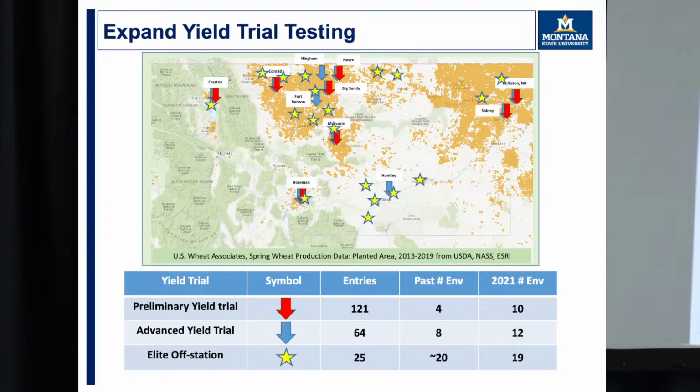And part of this increase, we've also, for the first time, started to test here at Williston at the NDSU Research Center. The reason we're doing that is because we're definitely short on locations up in this key northeast spring wheat growing region, so we're trying to get more trials into this area. And NDSU has a great testing program here at the Research Center.